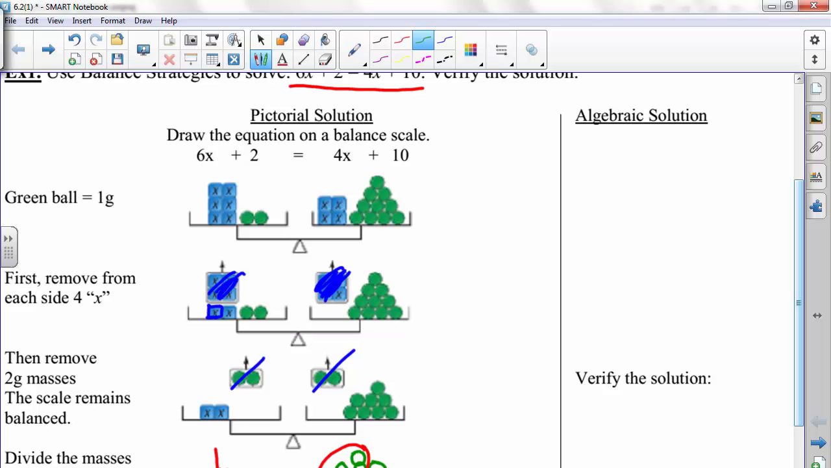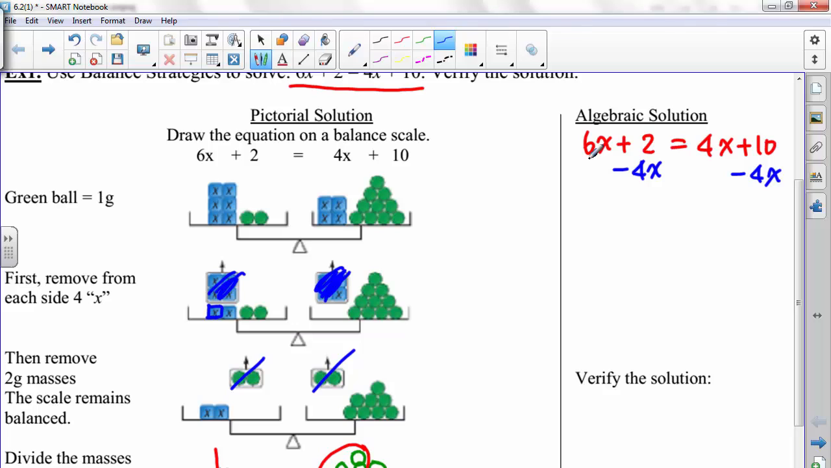How can we solve this one algebraically? Let's write down the original equation again. Follow all the steps in the pictorial solution. I only need to convert the information to the algebraic steps. The first step is I remove 4 blue boxes from each side. So I take away 4x from each side.